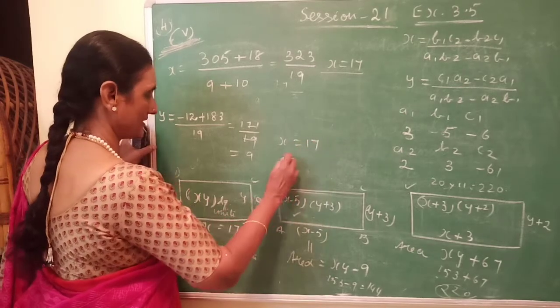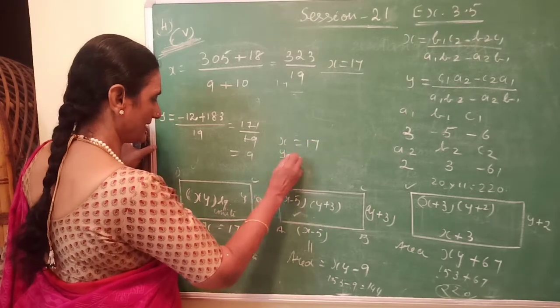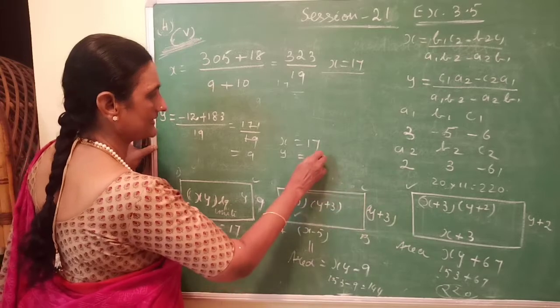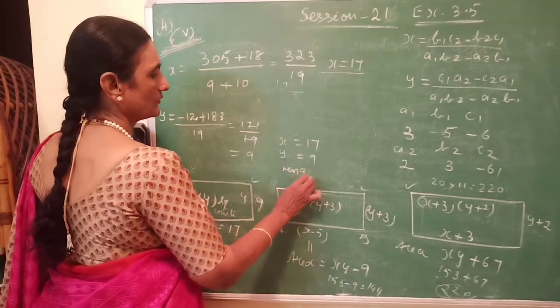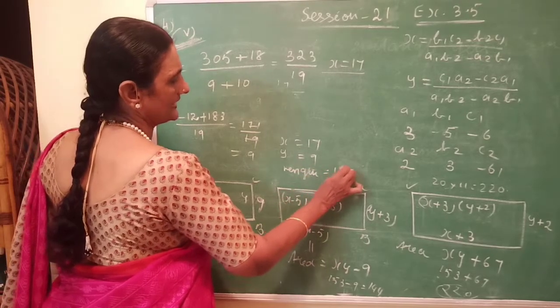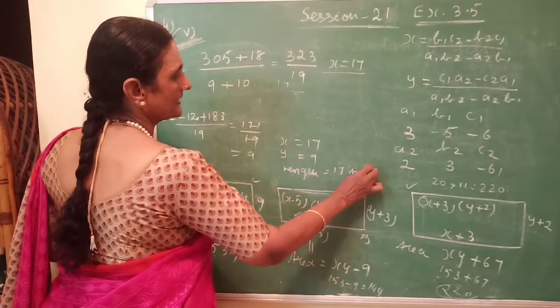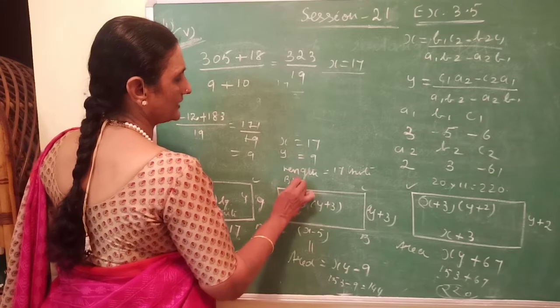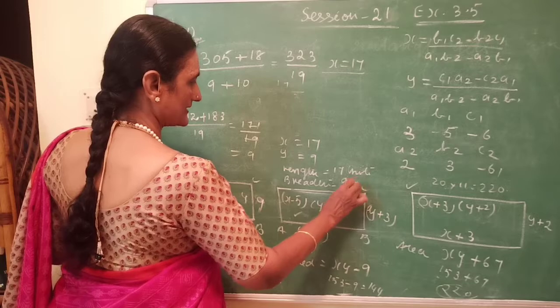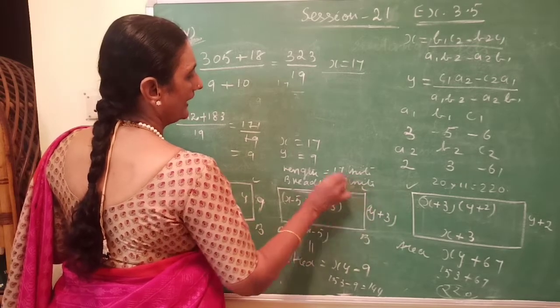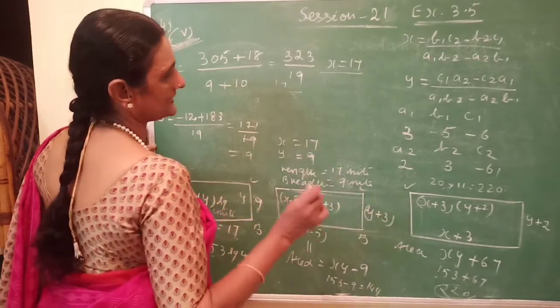So x equal to 17, y equal to 9 is the solution. The length of the original rectangle, that's what we have found. We have to find out, isn't it? 17 units, and then the breadth is equal to 9 units. That's what you have to find out, and then you finish the sum like this.